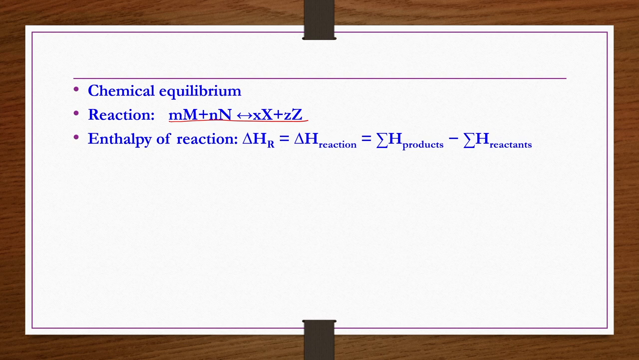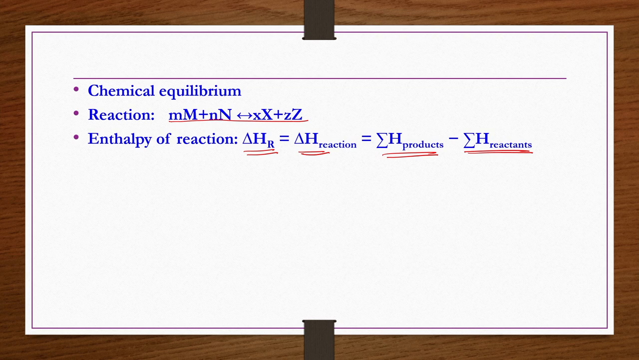If you want to find out the enthalpy of the reaction, what do you have to do? You have to find out the enthalpy of the products and then the enthalpy of the reactants. And then from the enthalpy of the products, if you subtract the enthalpy of the reactants, whatever the difference is, that we call the enthalpy of the reaction, often indicated by delta HR.